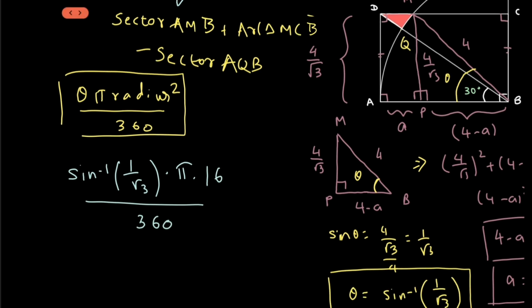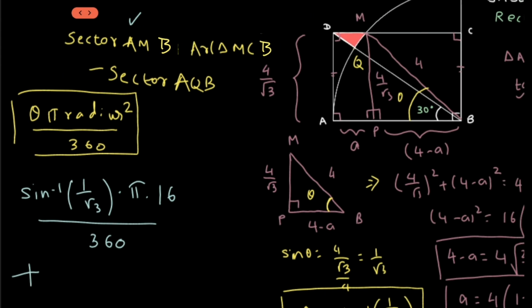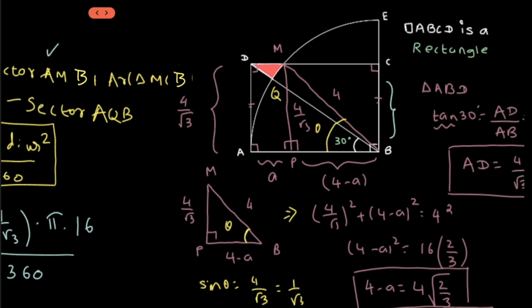Okay, now added with the area of the triangle. So the triangle is present over there, it's a right angle triangle. The height is ultimately 4 upon square root of 3, that is this length only. Okay, what can you say about the base? So the base would be equal to this base. This base has a value 4 minus a. So this would also have the same value, that is 4 minus a.